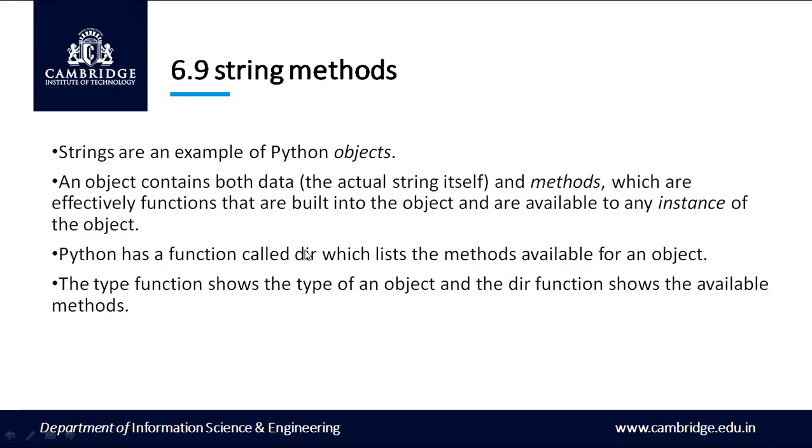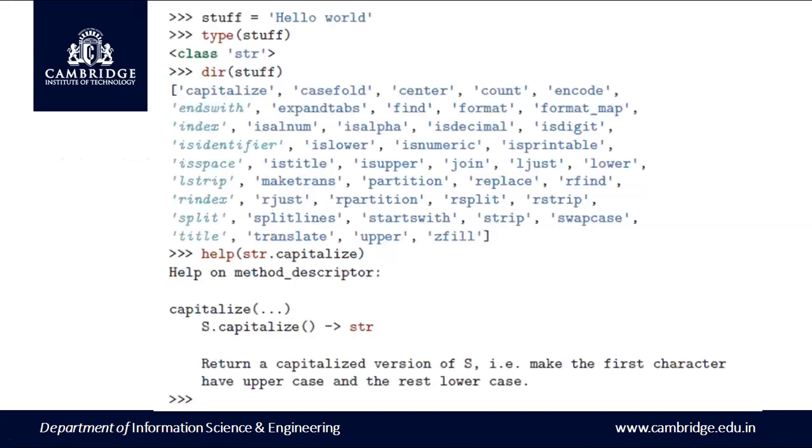So the next topic is string methods. There are a number of string methods defined in Python programming. Strings are an example of Python objects. Python objects contain both data and methods, which are effectively functions. Methods are nothing but functions. Python has a function called dir, which lists the methods available for an object. We will see what the different types of methods available for strings in Python programming are.